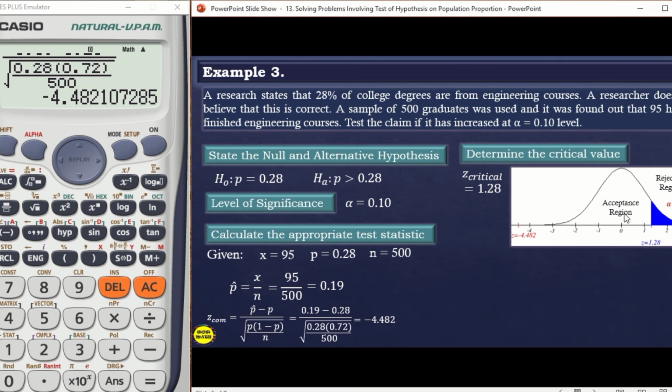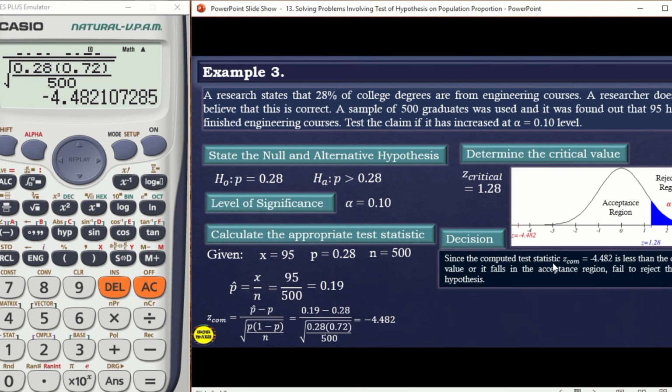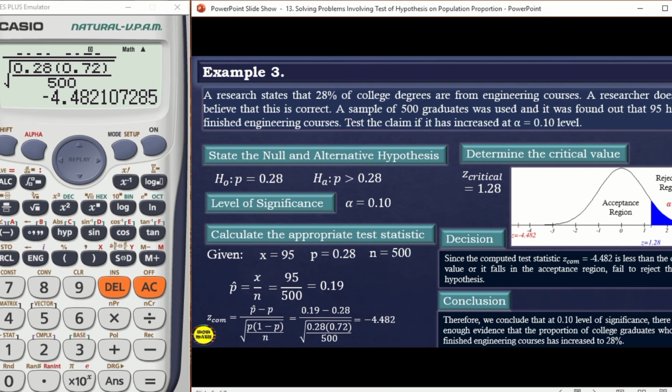So kapag nasa acceptance region, ano yung magiging decision natin? Since the computed test statistic or that is negative 4.482 is less than the critical value or it falls in the acceptance region, we fail to reject the null hypothesis. So yung magiging conclusion natin, therefore we conclude that at 0.10 level of significance, there is not enough evidence that the proportion of college graduates who have finished engineering courses has increased to 28%.